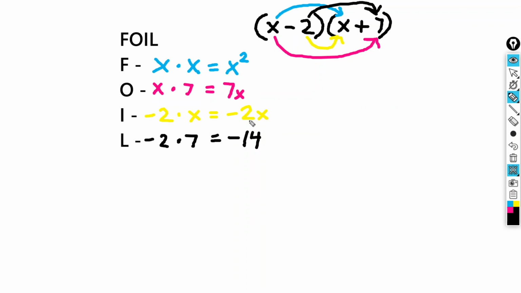And if we combine 7x and negative 2x, we'll have 5x. So we're going to get x squared plus 5x minus 14. And we're good with this example.